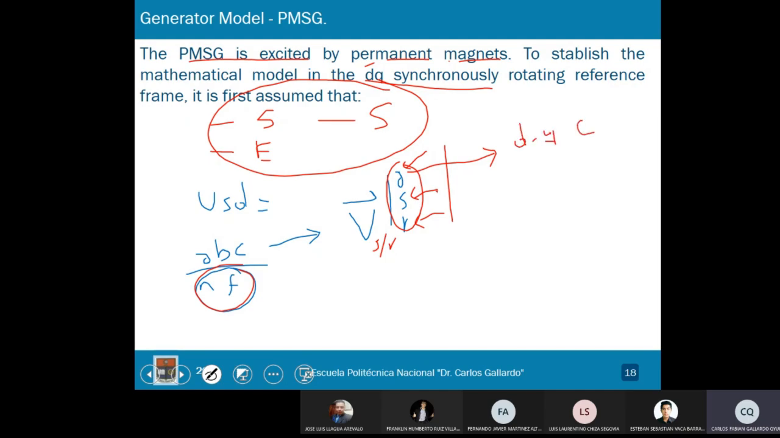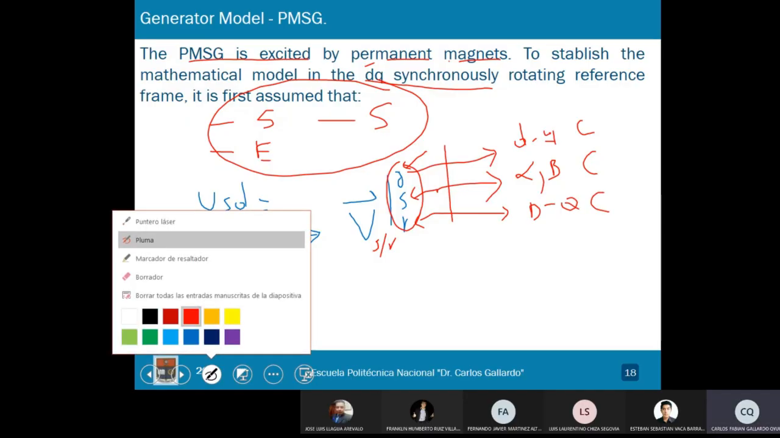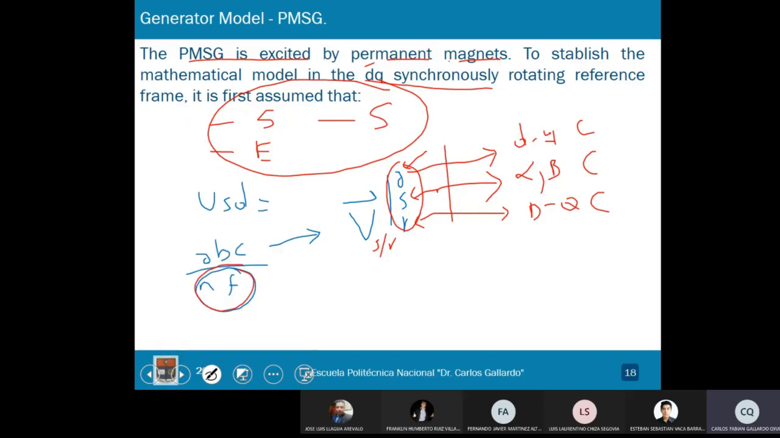Okay, for the stator, the same. I will have here the Clarke transformation, which means the alpha beta components. And for the rotor, I will have here the capital letter DQ components. So for the doubly fed induction generator, we carried out the demonstration in deep detail.